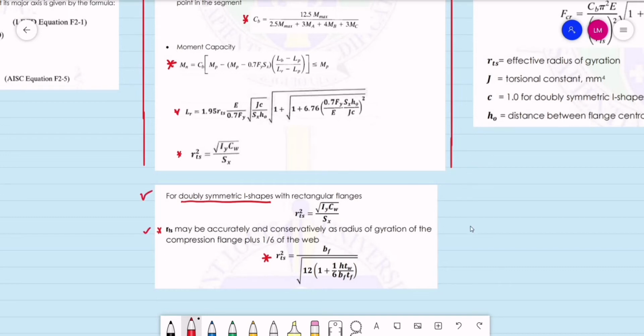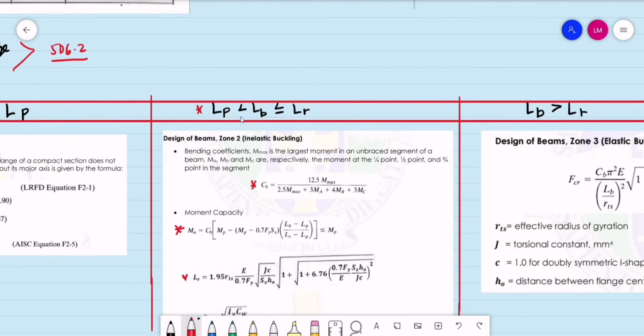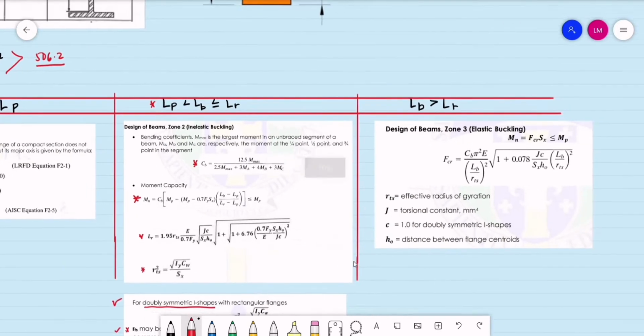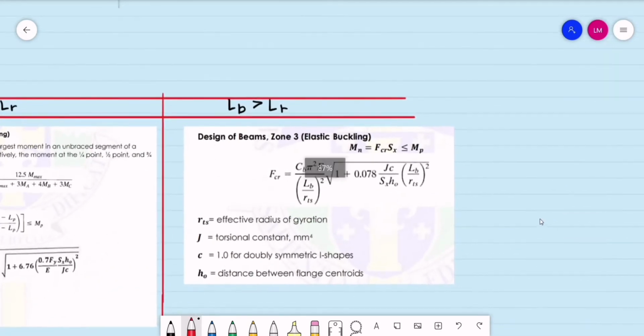Okay, that is for the case of L sub P less than the unbraced length of the flexural member and less than or equal to L sub R. And for the third case, we have L sub R, or that is zone 3.